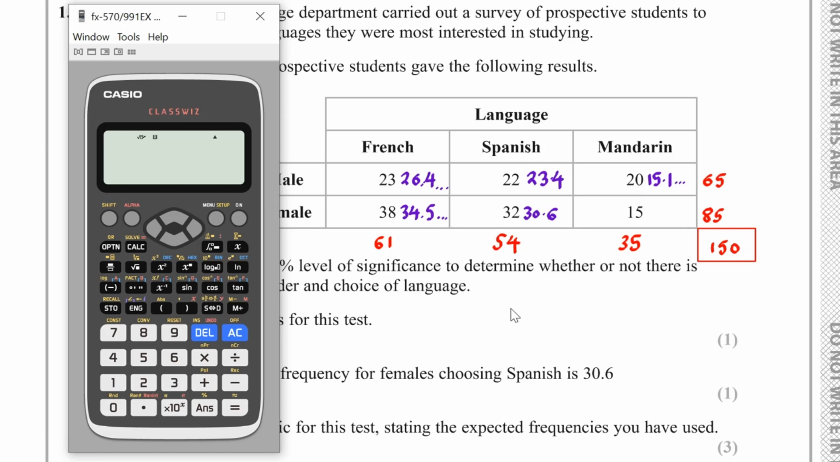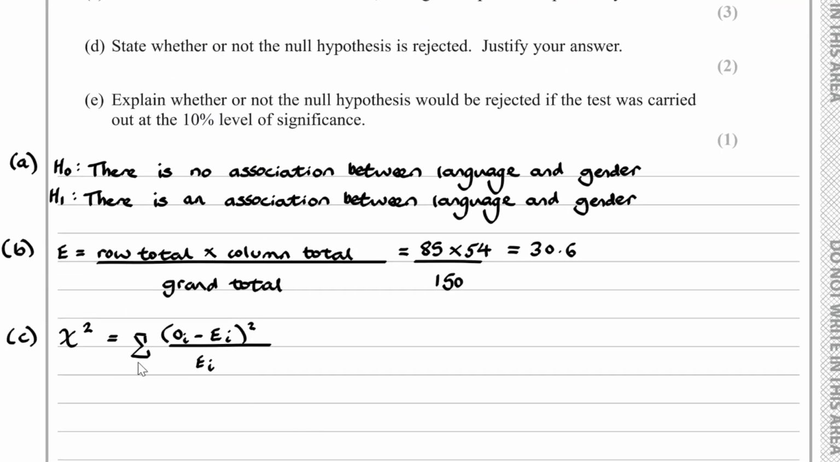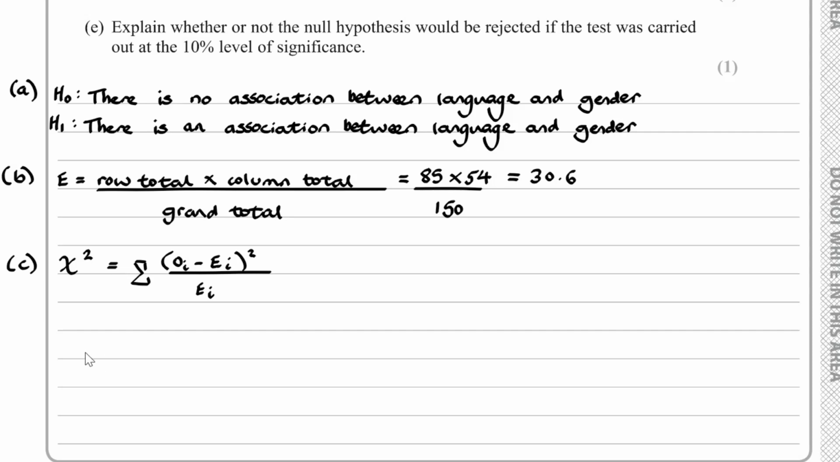And finally, for female Mandarin, we have 35 times 85 divided by 150, which is 19.8, etc. So we have 19.8, etc. Let's store this into F. Okay, so now we can work out the value of the test statistic. We're adding all these values together.